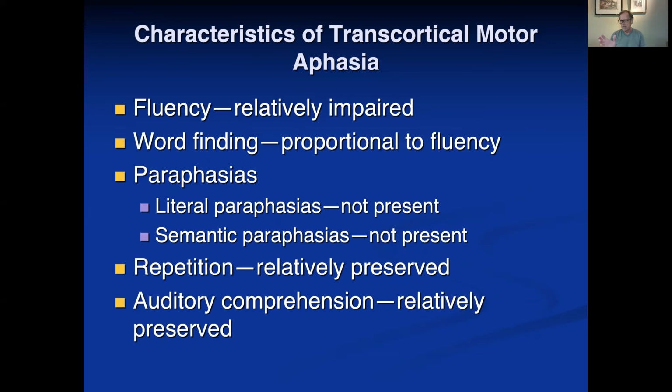Transcortical motor, they're just like Broca's, except they have relatively preserved ability to imitate. So their fluency, like a Broca's, is relatively impaired. Their word finding is proportional to their fluency. Some of them are so severe they have no fluency. They can't demonstrate word finding either. Their paraphasias are not present almost by definition, because these are the people who are groping for their articulatory posture and they're not showing fluency. And therefore, when they make mistakes, we don't classify them as paraphasias. Their repetition is relatively preserved, and their auditory comprehension, just like Broca's, is relatively preserved.